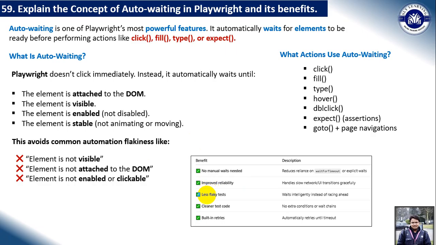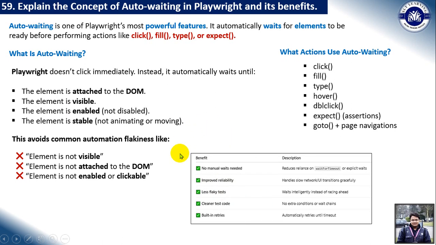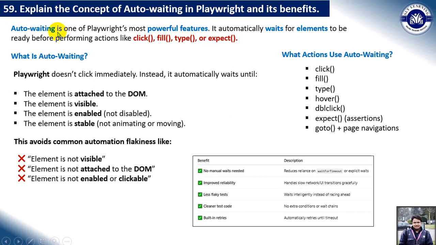Then there are fewer flaky tests. I will just say the test case will not always, but 99.99% of the time, pass when performing the actions, not on validation but on performing the action. You will see cleaner code and built-in retries. So you will also get an automatic retry until the timeout happens. So these are the auto-waiting benefits. You can answer like this when asked what auto wait is, and it waits for different conditions.